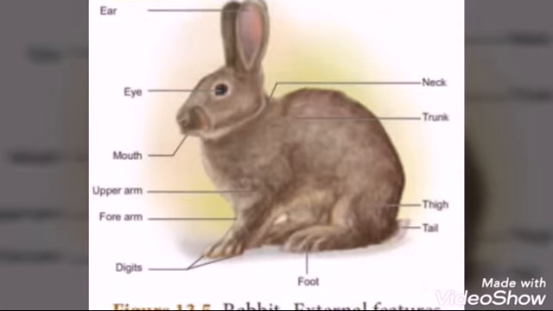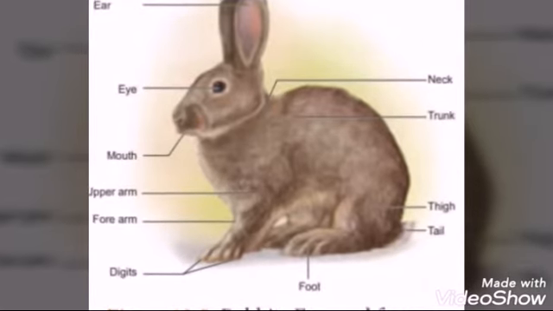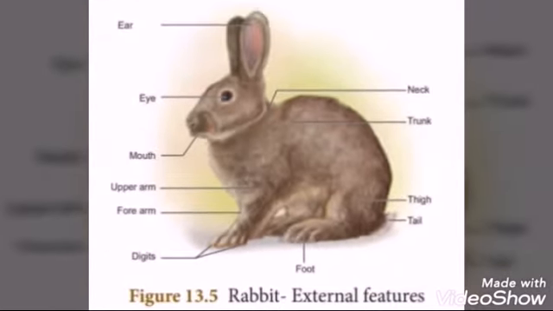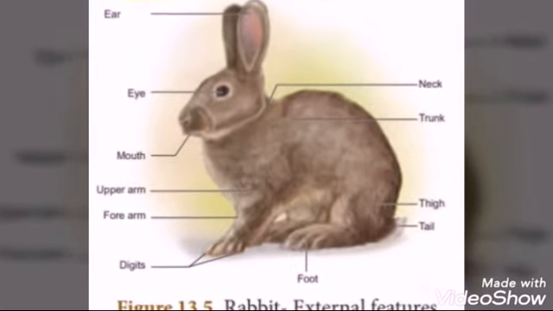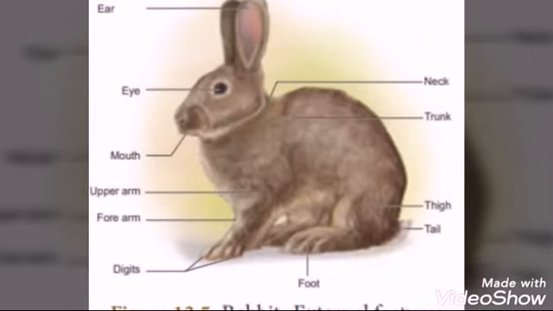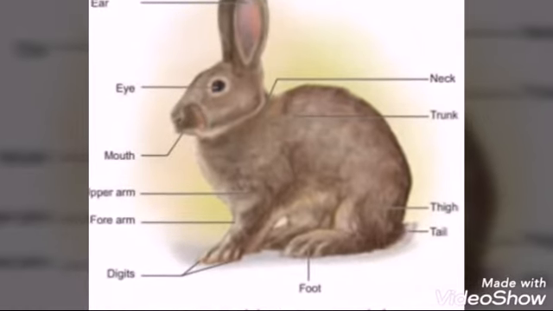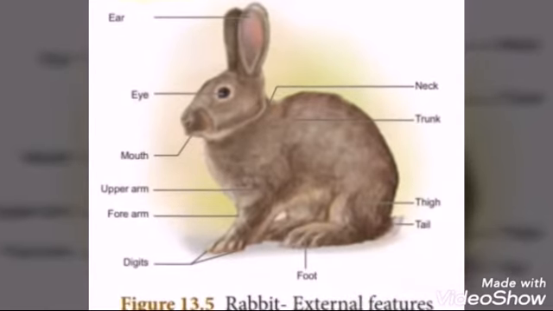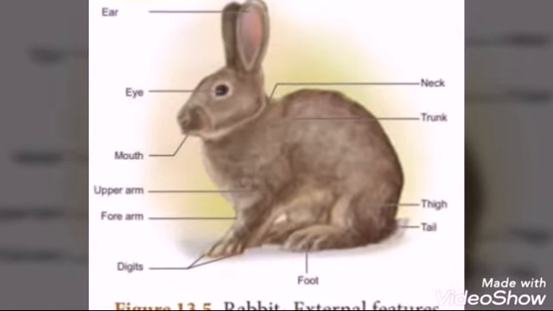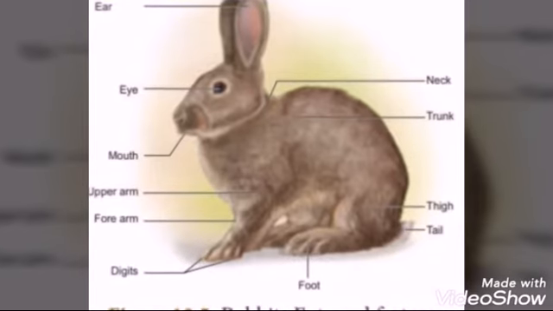Next one, body division. The body of the rabbit is divided into head, neck, trunk and tail region. First one, head. Head is ovoid, that is egg shape, flattened and bears a truncate snout. It contains mouth, external nares, nares means nose, eyes, ears and vibrissae.